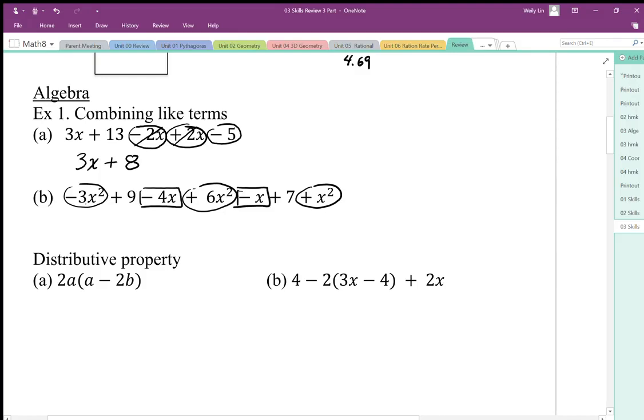So I'm going to count up my x squareds first. I have minus 3 plus 6 plus 1. So that's going to give me plus 4x squareds. I have minus 4 minus 1, so I have a total of minus 5 x's. And then we can count all the ones, plus 9 plus 7, and we get 16. And we cannot combine anything else. We cannot put any of these coefficients together because the 4 is counting something different than the 5 here and the 16 here.